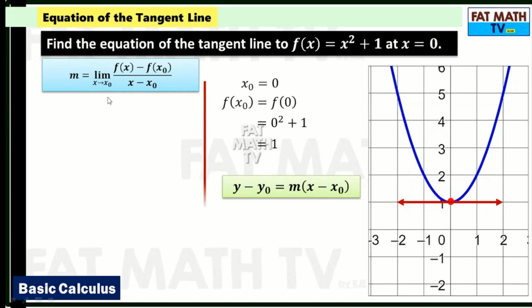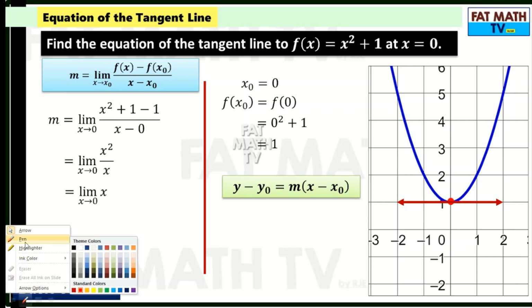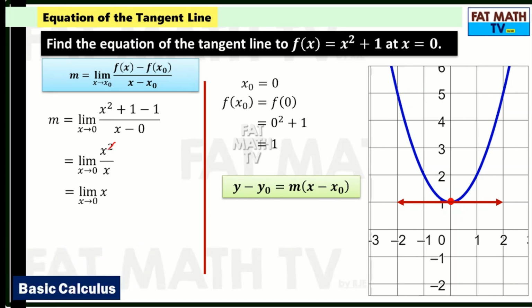And then solve for the slope. So substitute f of x is x squared plus 1. Just put it here. Minus f of x null is this one, 1, over x minus x null is 0, as x approaches x null, or 0. And then the numerator, 1 minus 1 is 0. It's going to be x squared over x. And then if you will substitute 0, you're going to have 0 over 0. So you can cancel. Okay, so x squared divided by x, you will have x over 1, or x. So limit of x as x approaches 0 is simply 0.